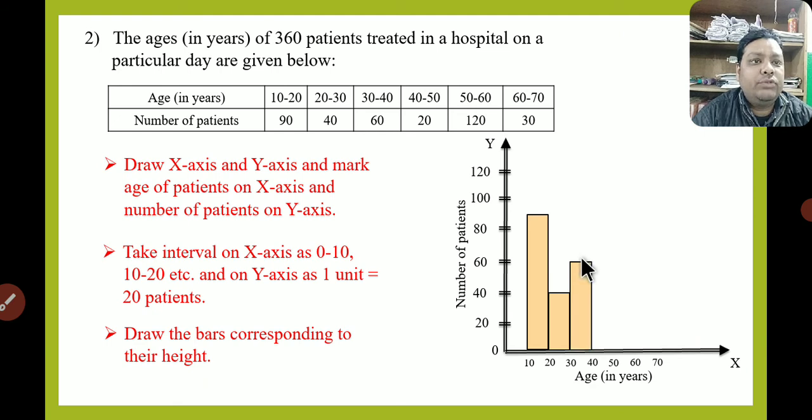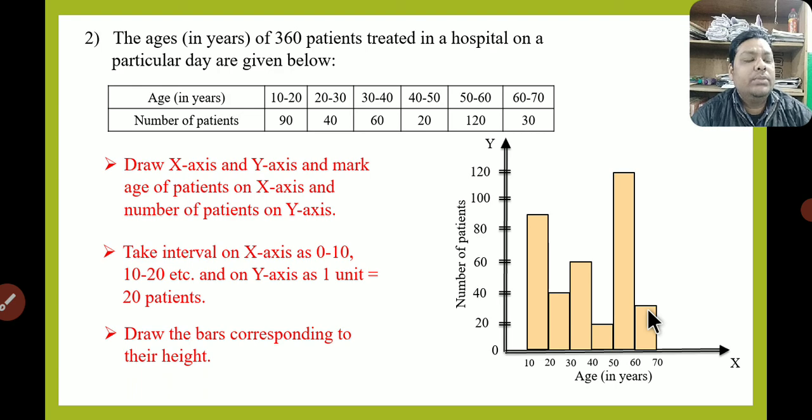Now again 40 to 50, 20 patients. Then 50 to 60, 120 patients. And 60 to 70 again it is 30 patients. Done. So like this we can draw the histogram here. I hope that you all have understood.